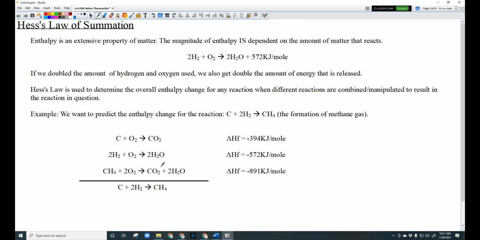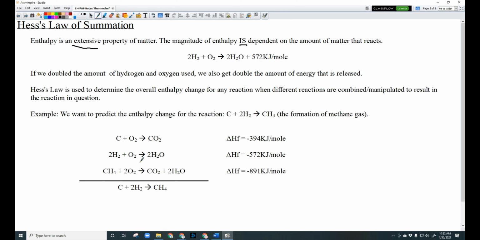Now, one thing that you have to remember in Hess's law is that if you do something to this reaction, remember this is an extensive property, so it is dependent on the amounts here. If you do something to this reaction, you have to do the exact same thing to the delta H value, okay? So we're going to see this. What we're looking for here, I've taken this reaction and I put it down here.